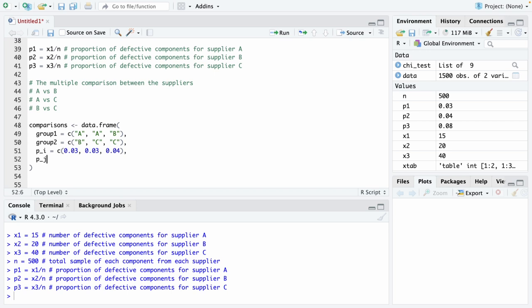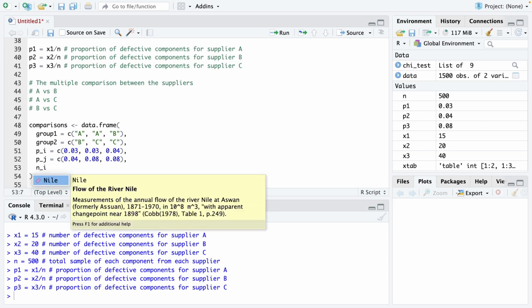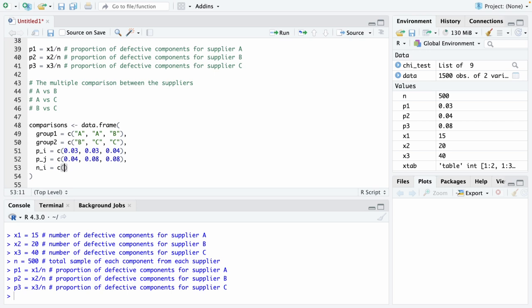Then PJ, so B is what? 0.04, and then C is 0.08, 0.08, right? And then finally, our sample sizes for both of them, just 500 all through.